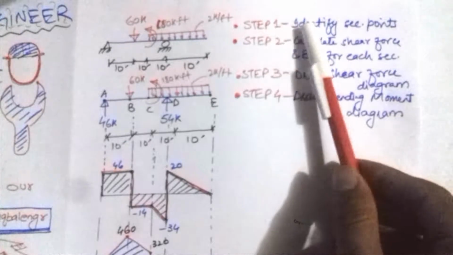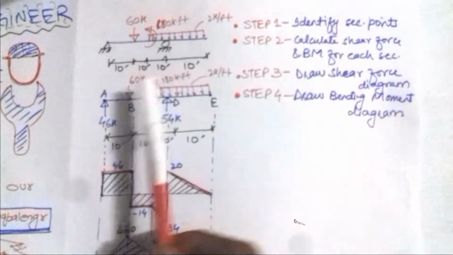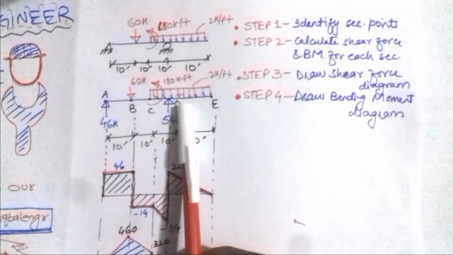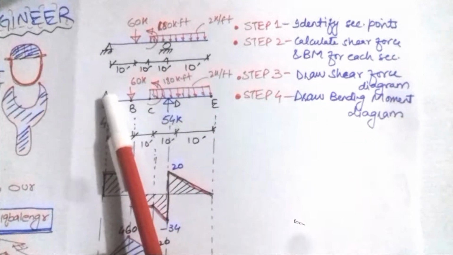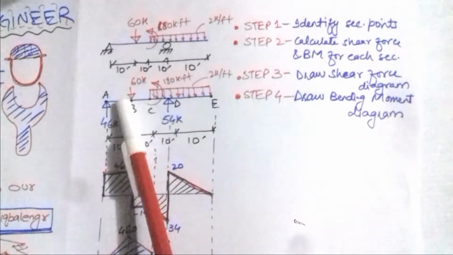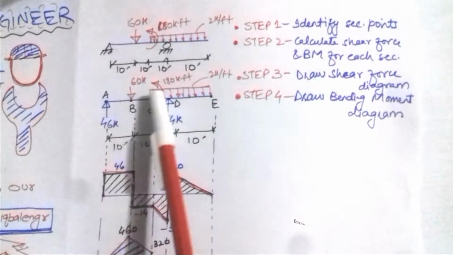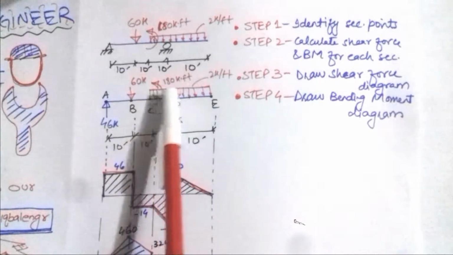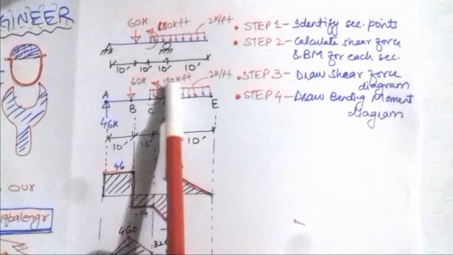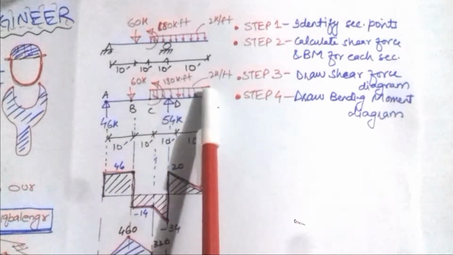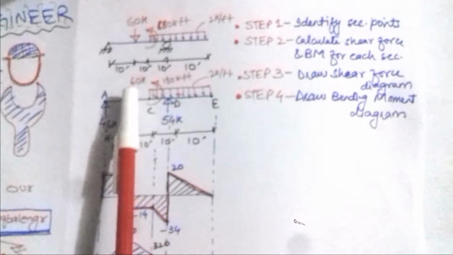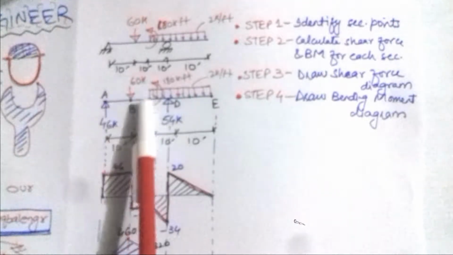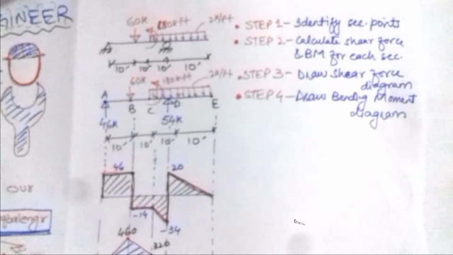The first step is to identify the section points. Basically, we start from left towards the right, or from right towards left, whatever is easy for you, and we define various sections at the points where we think the force is changing. Like at this point the force is changing, at this point the force is changing, at this moment point the force is changing, and this UDL is producing a variation. So at all these variation points, we will first identify the number of sections that we have to solve to make this bending moment and shear force diagram.